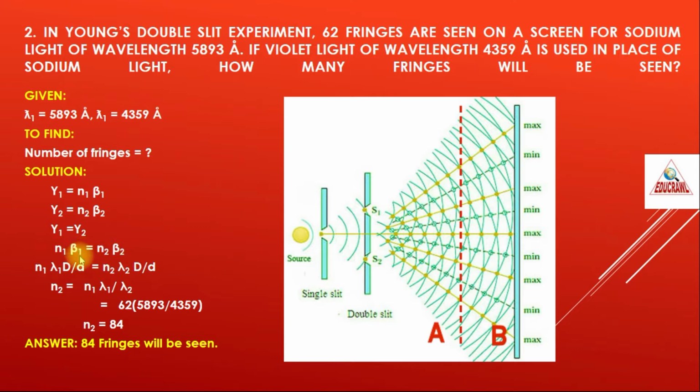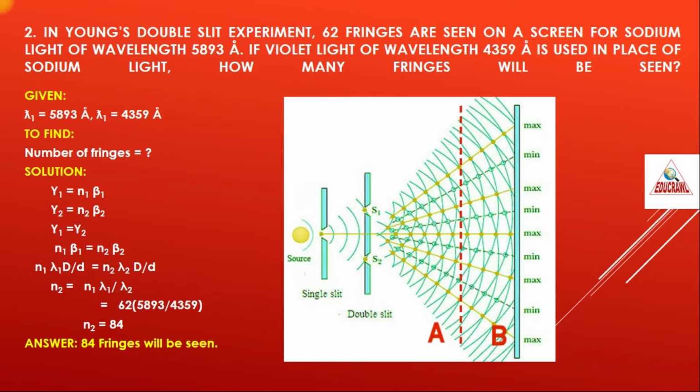Now, we know that beta is the bandwidth. The bandwidth expression is lambda capital D by small d. Now, substituting that in this formula you get n1 lambda 1 capital D by small d is equal to n2 lambda 2 into capital D by small d. The capital D value, where capital D is the distance between the screen and the slit, and small d, the distance between the slits, are the same. Hence you can cancel the capital D and small d on both sides of the equation.